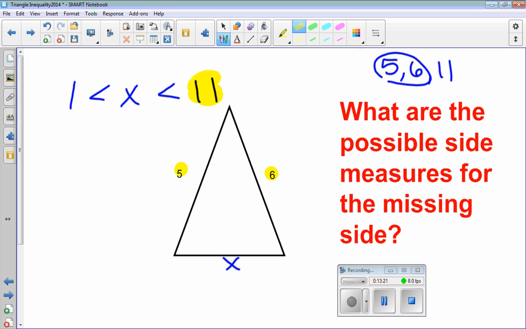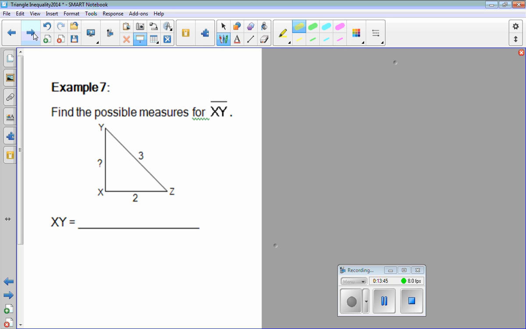The bottom number is 1, because you subtracted them. You subtract them to get the bottom number, and you add them to get the top number. Any number in between 1 and 11, it can't equal 1, can't equal 11, any number in between those would work and create a triangle. Okay? We good so far? You will see this again. Promise.